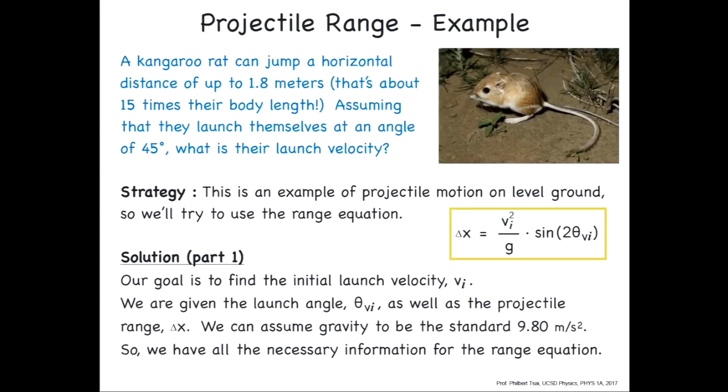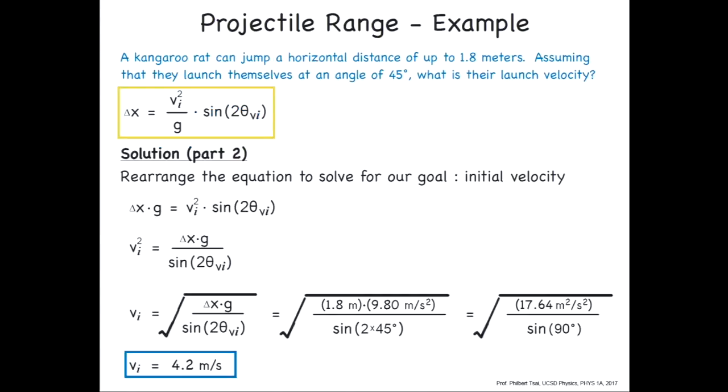So we're given a launch angle, as well as the projectile range. 1.8 meters is delta x. We have the launch angle. We can assume that gravity is a standard 9.8. So we really have all the necessary information to use the range equation. You see there's only one thing missing, and that's the exact thing that we want to solve for, which is the initial velocity. So this is a one-step problem. The only reason I am working this one-step problem is because there's an interesting tidbit here. We'll get to that in the end. It turns out that there's actually two answers, okay?